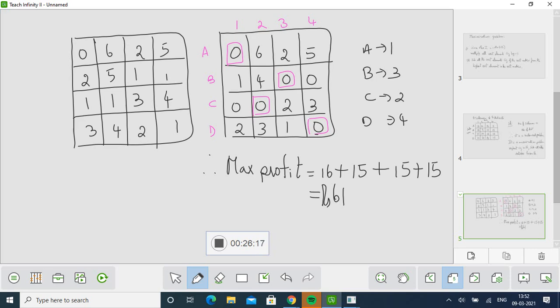How do you have to select your zeros? It should be one per column as well as one per row. Therefore, this particular problem does not have any alternate solution.